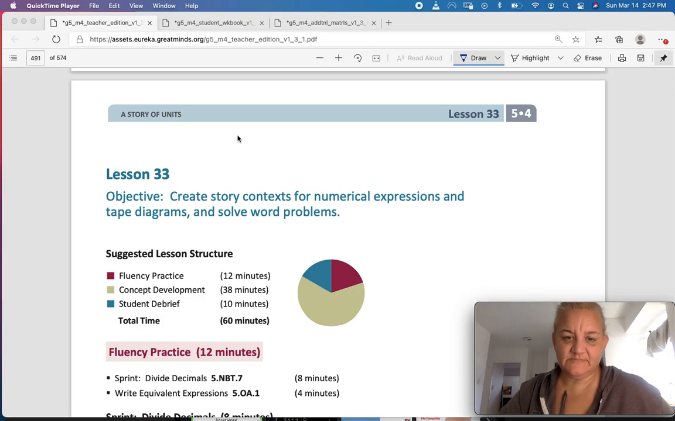Fifth graders, this is Module 4, Lesson 33, Eureka Math, and this is our last lesson of the module, which means that after this we're going to have a short review and then the Module 4 end of module assessment. So today we're going to pull all of it together, do some story problems using expressions, tape diagrams, word problems with fractions, division, multiplication. We're putting everything together now.